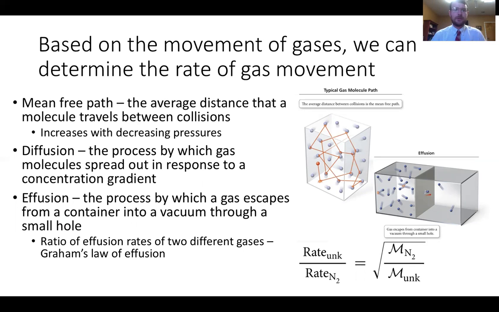The ratio of effusion rates of two different gases is known as Graham's law of effusion, and that's what's shown here. You will not, again, need to calculate it. We just need to know what diffusion is, what effusion is, and then mean free path, how it's the path length with which a gas can travel before colliding.